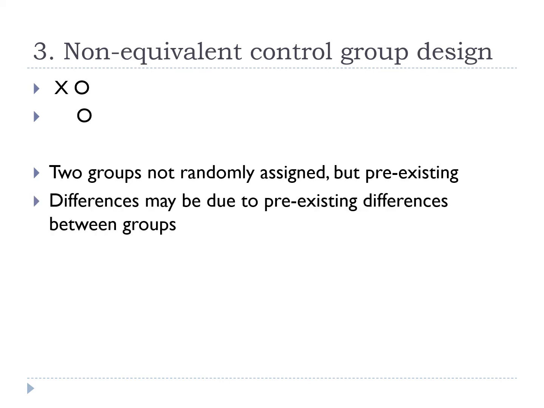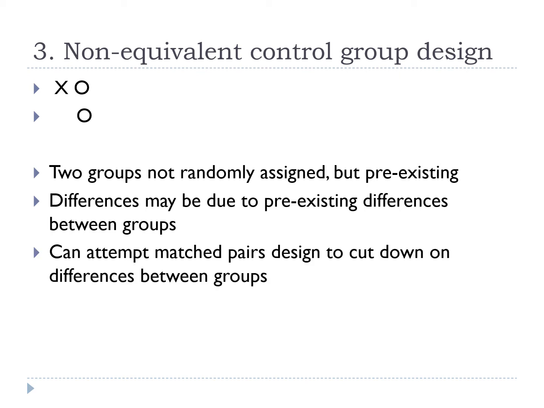The key thing here is that the two groups might differ from one another beyond just X. They might differ due to pre-existing differences between the two groups. So for example, the teachers might have a different personality, or the two classrooms might be not necessarily equal in terms of gender or in terms of socioeconomic status. So they might differ in other fundamental ways that could be leading to differences in that post-test observation.